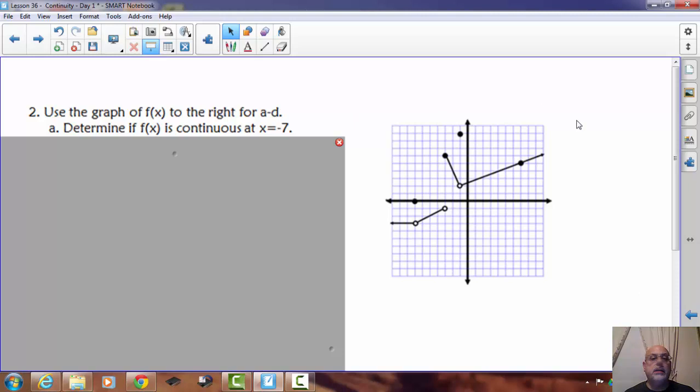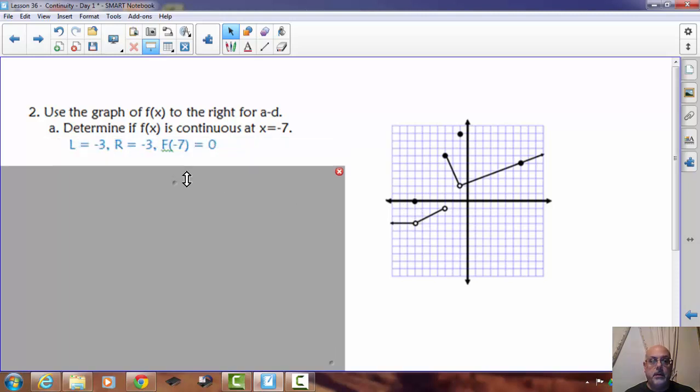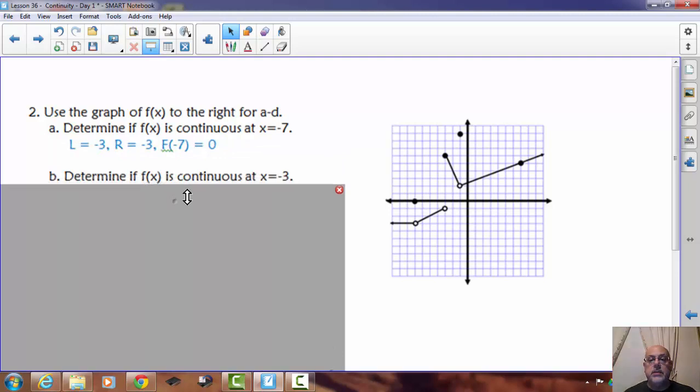So let's look at another example. We're going to look at the graph on the right, and we're going to evaluate if we're continuous or discontinuous at different values of x. So let's start with the first one, part A. Are we continuous at x equals negative 7? Well, when I approach x equals negative 7 from the right, the limit is negative 3. When I approach x equals negative 7 from the left, the limit is still negative 3. But when I evaluate f of negative 7, my closed circle is at 0. So this function is not continuous at x equals negative 7.